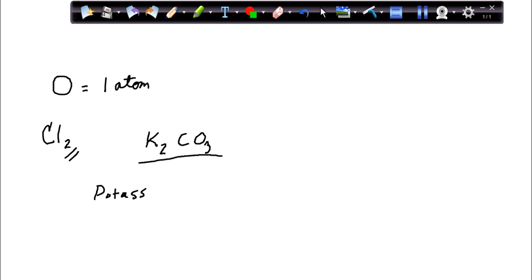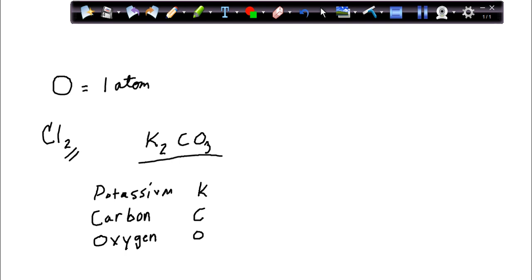I was going to shorten it just to make it fast. Potassium. And the symbol, of course, is what for potassium? K. And then we have carbon. And the symbol for that is what? C. And oxygen. And of course the symbol for oxygen is O.